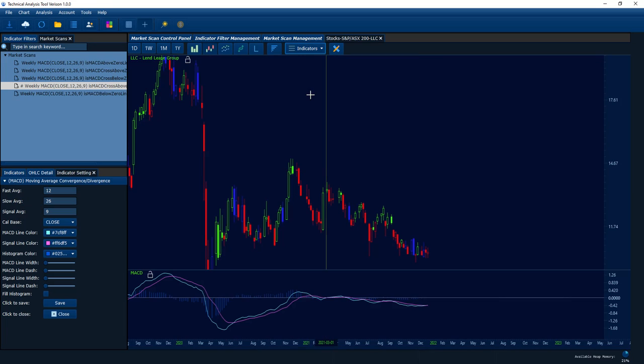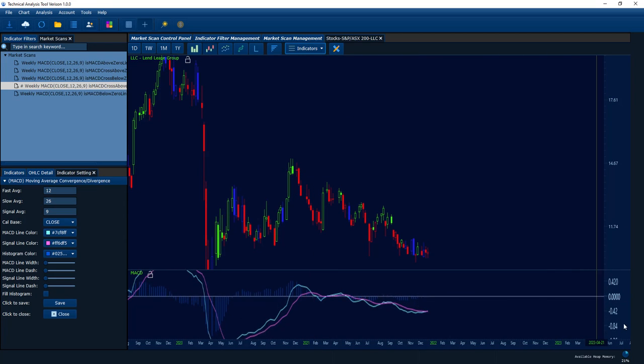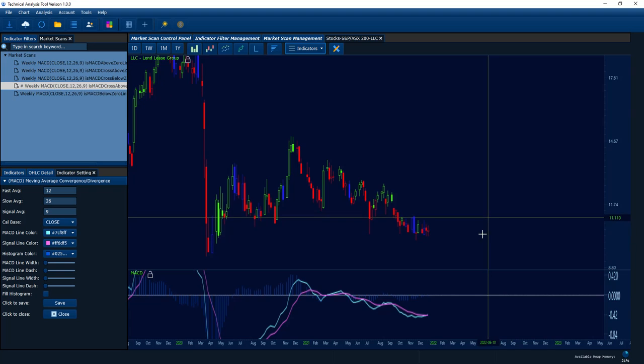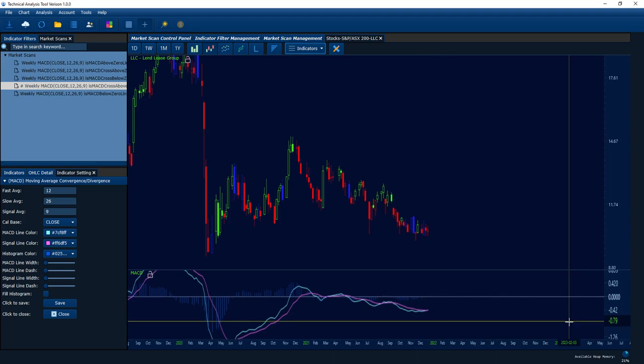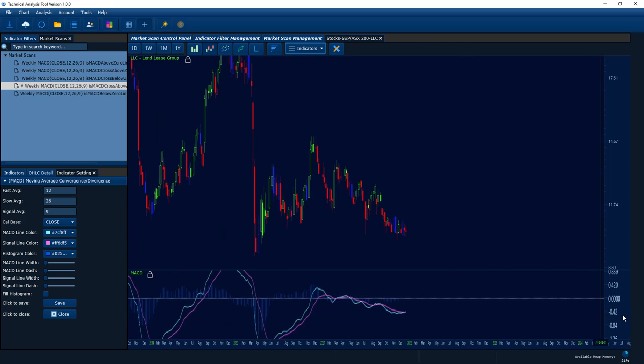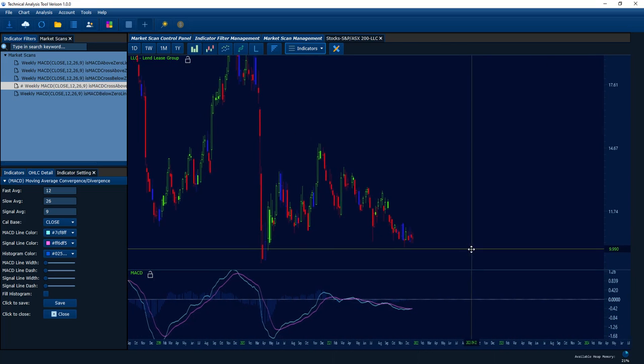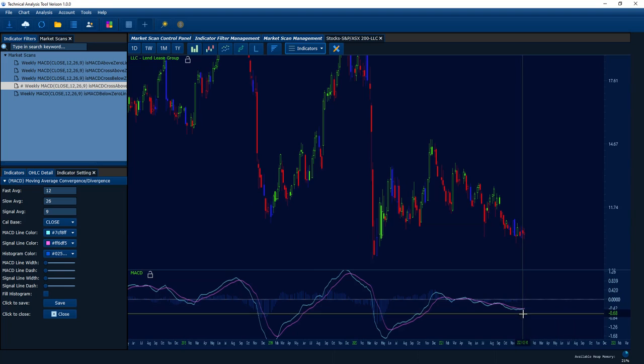Open the MACD. Okay, right. As you can see here, the MACD line and the signal line are both below the zero. That fulfills our first condition. Another is that the MACD line crosses above the signal line this week. You can't see it very clearly from the chart, but they almost touch each other. That's the stock I wanted to find, and the market scan picked up the correct one for me.